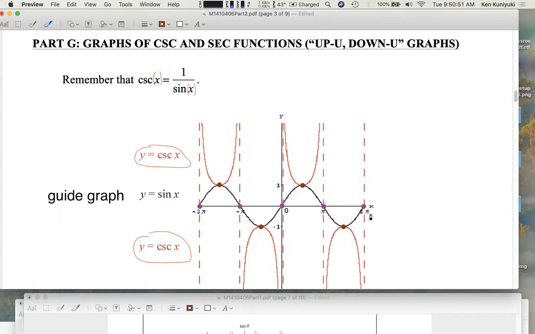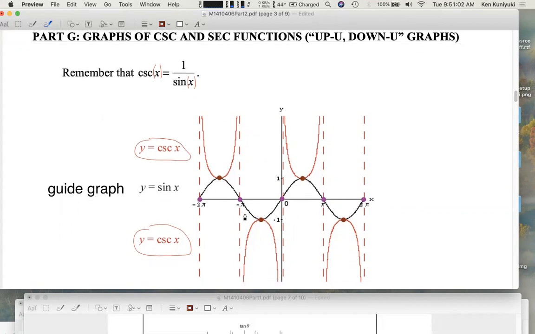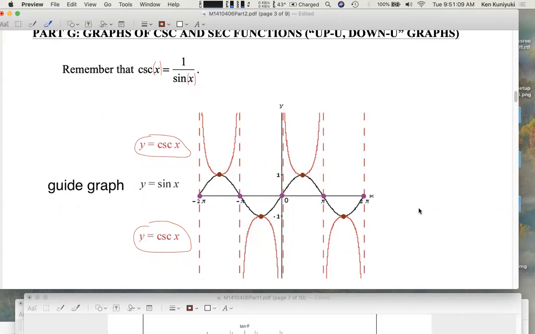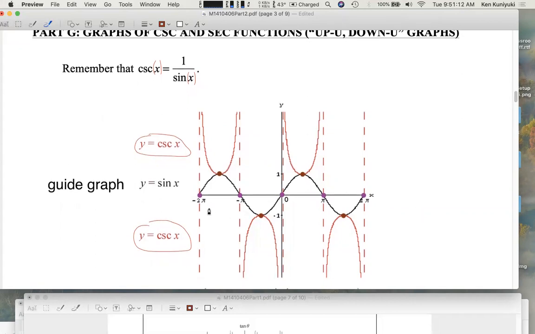You should always graph the guide graph, or maybe one or two cycles of the guide graph, before you try to graph the cosecant or secant graph. Here's the graph of y equals sine of x, 2 cycles. From here, we're going to graph 2 cycles for y equals cosecant of x. By the way, because the period for sine of x is 2 pi, the period for cosecant of x will also be 2 pi. That's the same for cosine of x and secant of x. The period will be 2 pi for these 4 basic trig functions.